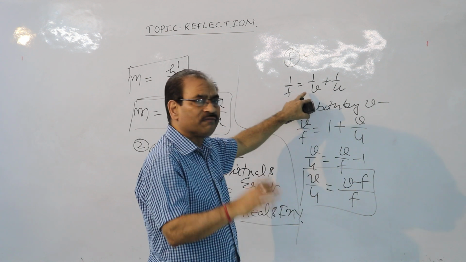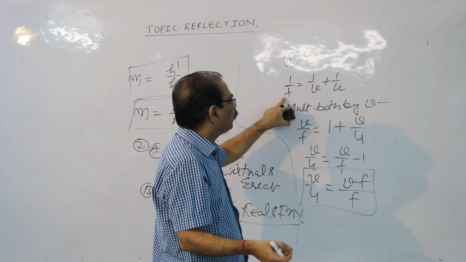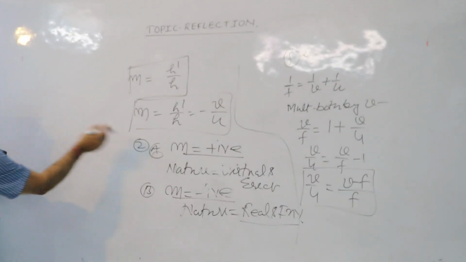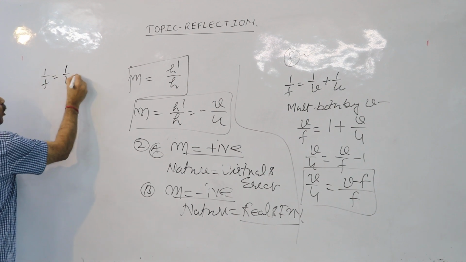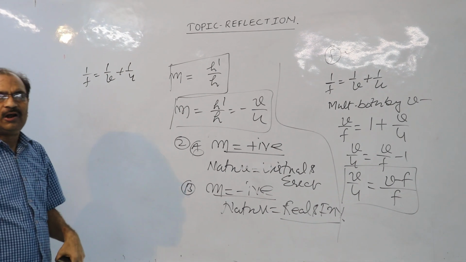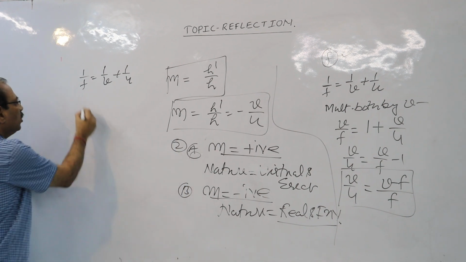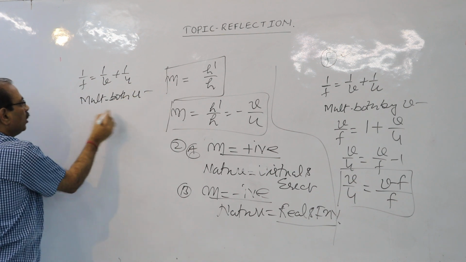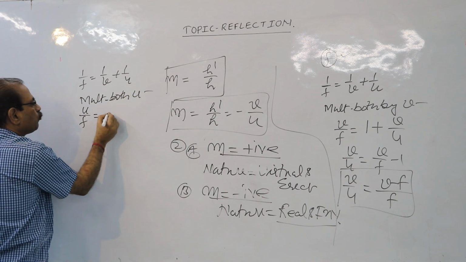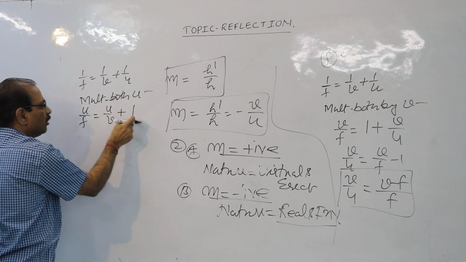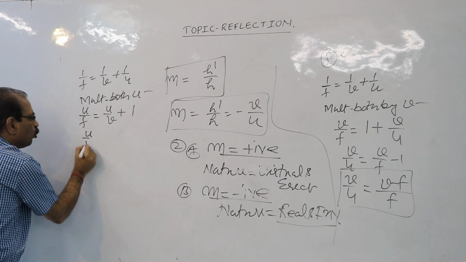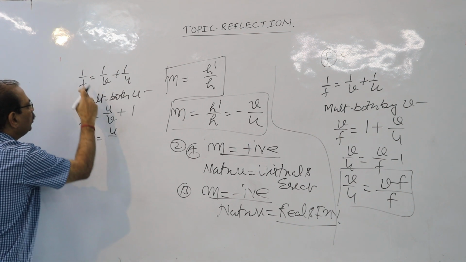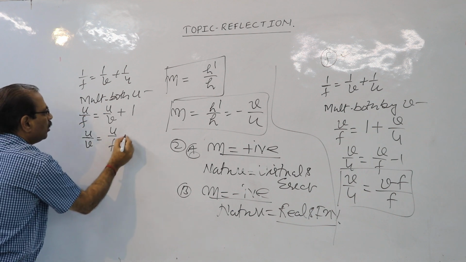Similarly, you can have the fourth formula for magnification. If you multiply both the sides here by small u, let us see what happens. We are having 1 upon f is equal to 1 upon v plus 1 upon u. This time I am multiplying both the sides by small u. So multiplying both sides by small u, we shall be having u upon f is equal to u upon v plus 1. 1 is transferred over here. So u upon v is equal to u upon f minus 1.